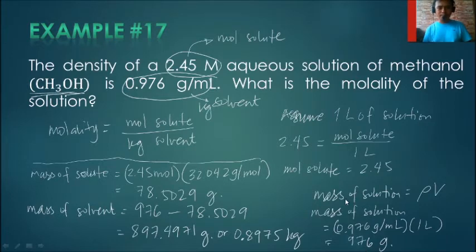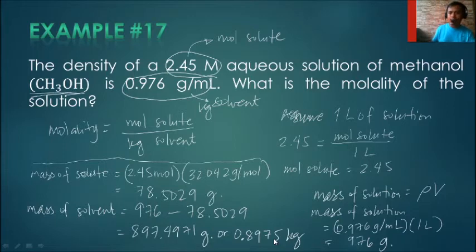Now, of course, what we need is the mass of the solvent. So, we subtract the mass of the solute from the mass of the solution to get the mass of the solvent. To get the mass of the solute, using the mole of solute, we multiply it by the molar mass of the solute, or the molar mass of methanol. This is the molar mass of methanol: 32.042 multiplied by 2.45 gives 78.5 grams of methanol in this solution. Subtracting this from 976 grams, our solvent is around 0.8975 kilograms.